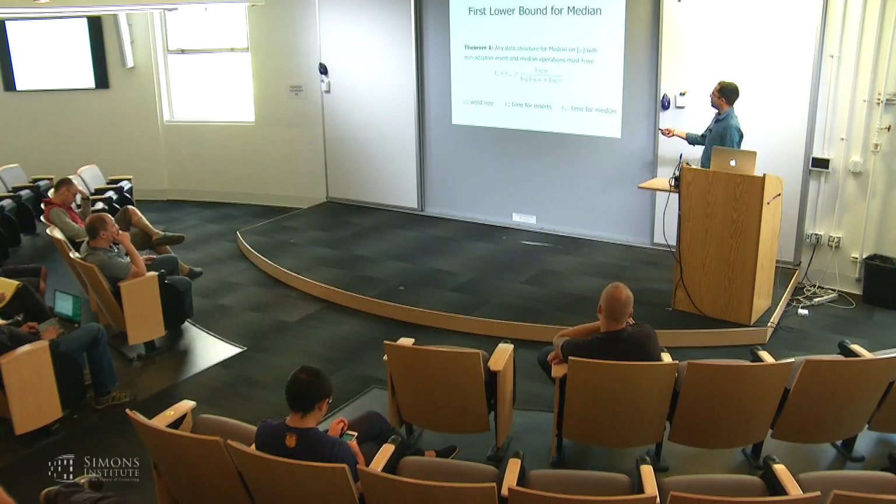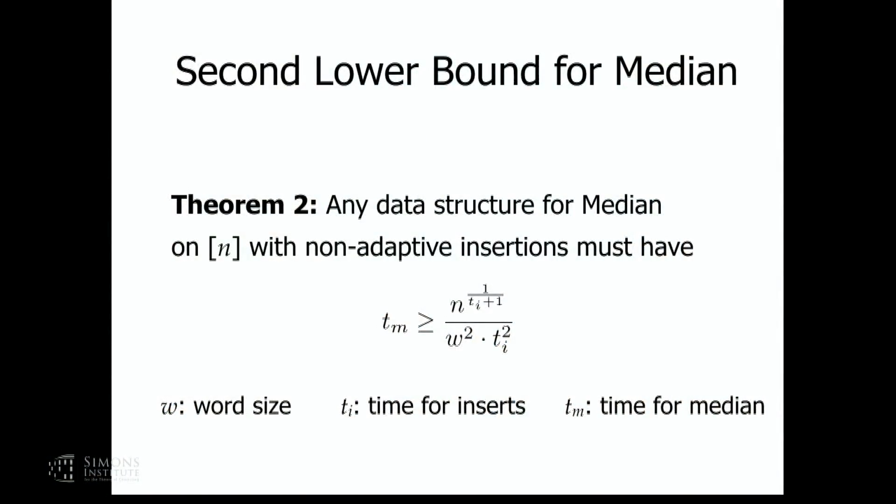So I actually have a few more minutes, so I'm going to quickly tell you how to get the stronger bound. When you only assume that the insertions are non-adaptive, in this case the median computations can be adaptive, but you still get a stronger lower bound, where the time to compute the median is at least n to the 1 over the time for insertions.